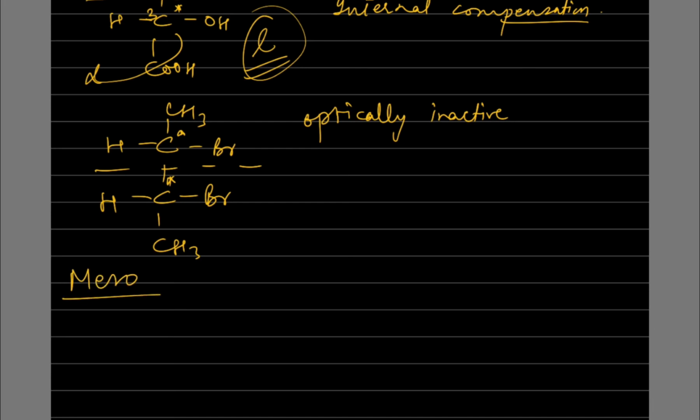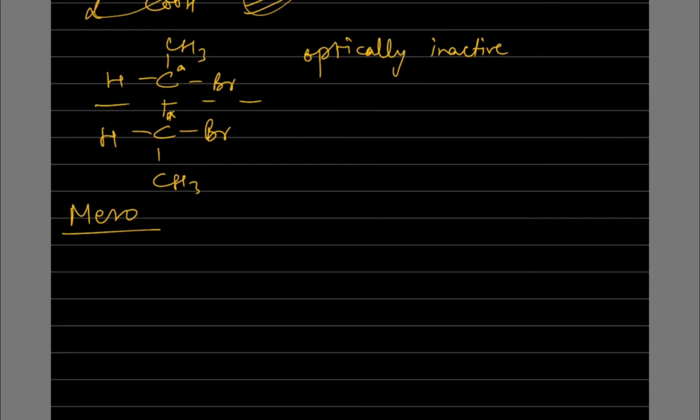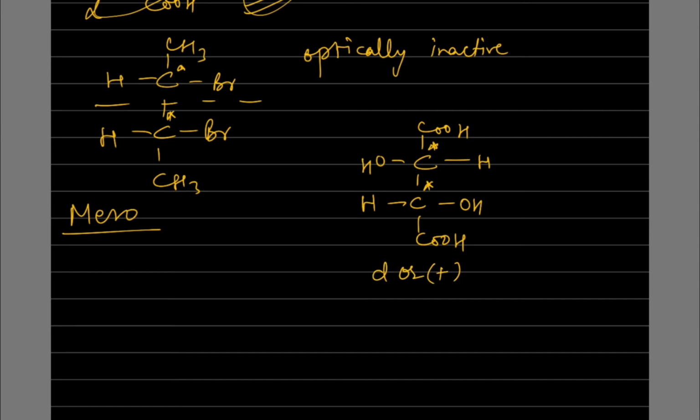So meso 2,3-dibromobutane. Now let's see if the arrangement of atoms is not like this. Say the arrangement of atoms is like this. Now this is tartaric acid, and this is the optically active form. Say this is the D form, D or dextrorotatory. Now its mirror image will definitely be levorotatory.